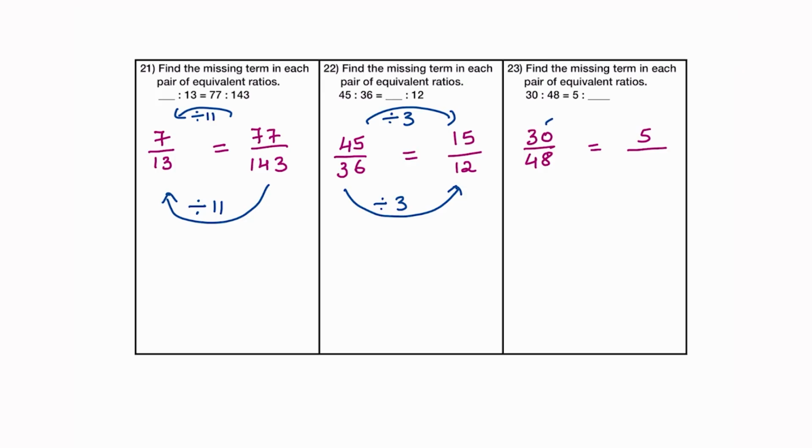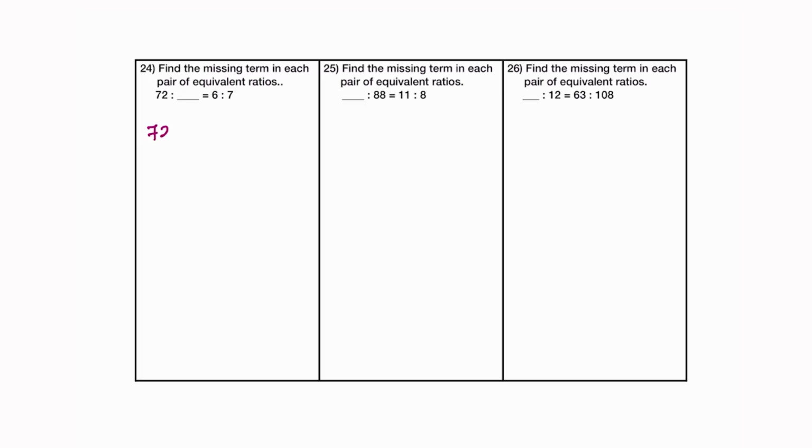30 over 48 equals 5 over something. Now, how do we reach from 30 to 5? That's divided by 6. Same thing here. Divide by 6. So 48 divided by 6 is 8. 72 over something equals 6 over 7. Now to go from 6 to 72, what do we need to do? We need to multiply it by 12. So same thing here, multiply by 12. So 7 times 12 is 84.